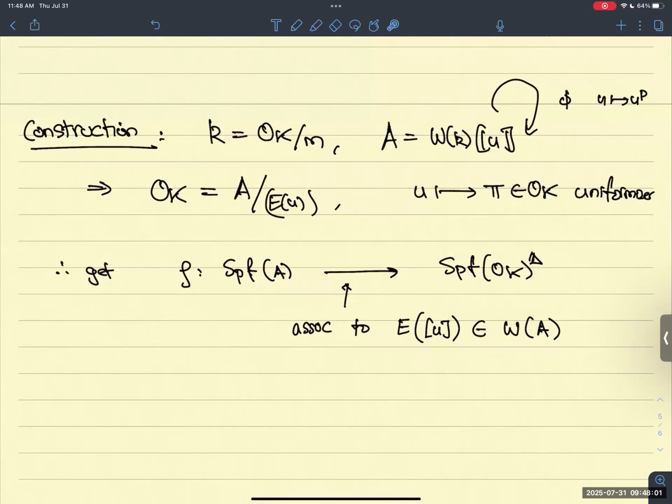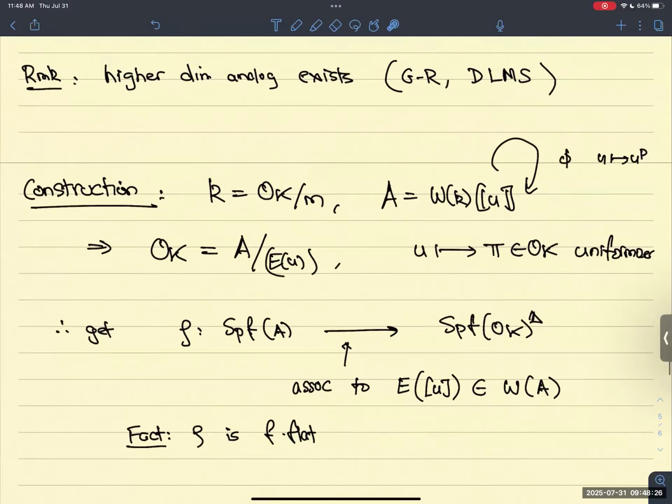And a basic fact is that this map is faithfully flat. So it's a cover of the stack. And so if you're trying to understand sheaves here, you can try to understand them in terms of sheaves here together with some descent data. And the same for crystals. And so crystals over here are the same as crystalline Galois representations, as I said before by the theorem.